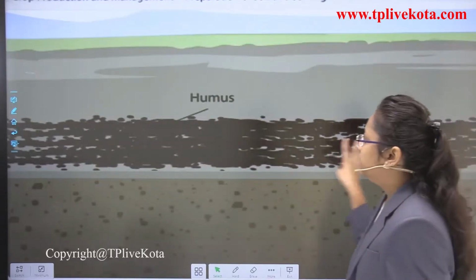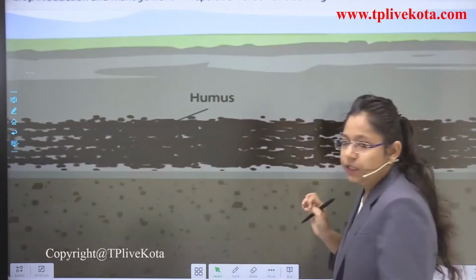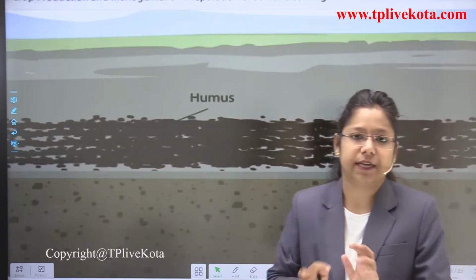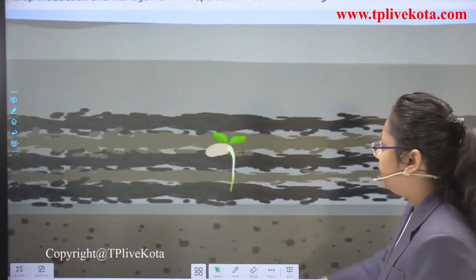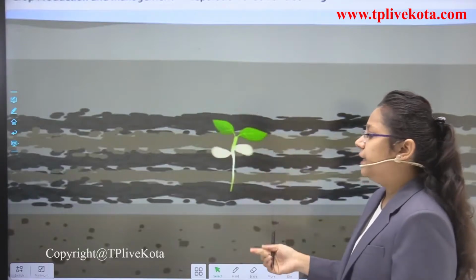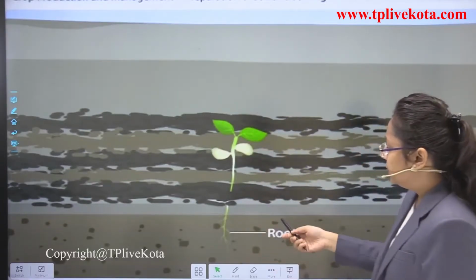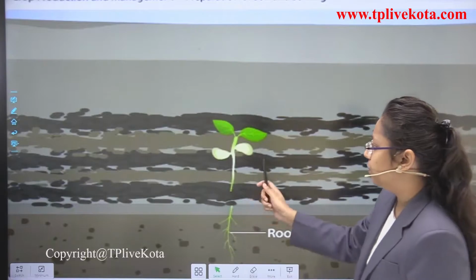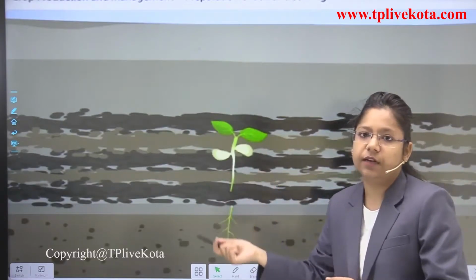Now this layer becomes what? Humus. And humus, you know that it is rich in every kind of nutrient. So when we put a seed inside it, it grows up in a proper manner. You can see here the roots are also developed, the nodules are developed, and then the leaves are developed.